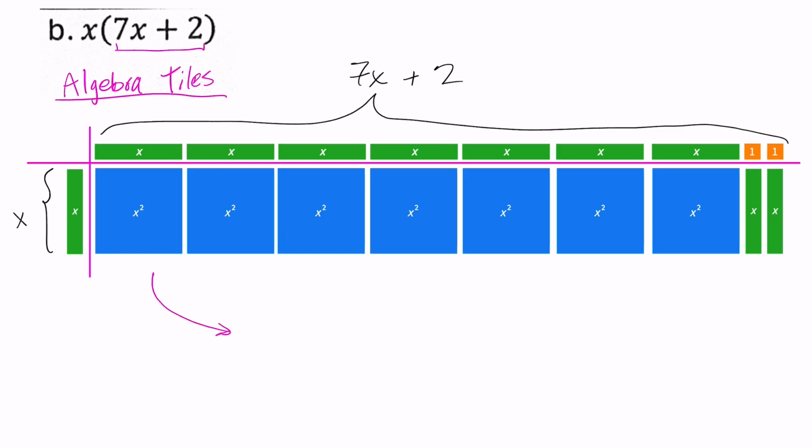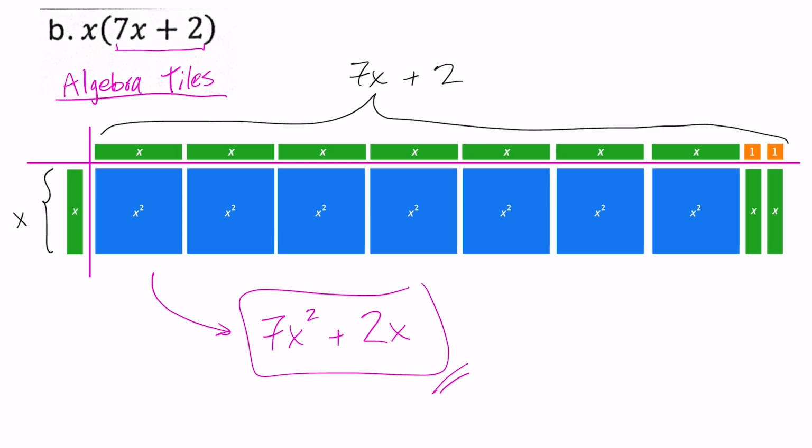Okay, so I have 7 x squareds here, and then I have just 2 x's, so plus 2x, and it's positive. So that's the answer using algebra tiles.